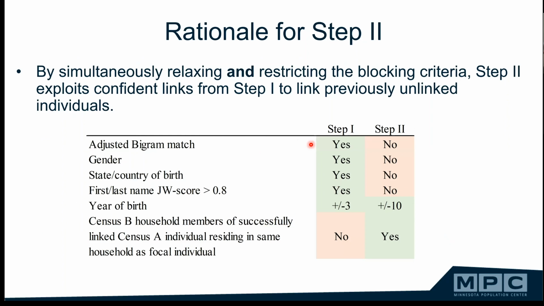And in step 2, we exploit the confident links from step 1 to link previously unlinked individuals in those households, in those 1910 households or census A households. So in step 1, we have these blocking criteria that I talked about before. We have the adjusted bigram match, gender, state, country of birth. This should be 0.7, my apologies. First and last name, Jaro-Winkler score, and year of birth. Whereas in step 2, we relax all these blocking criteria and we relax year of birth to be plus minus 10 instead. Okay.